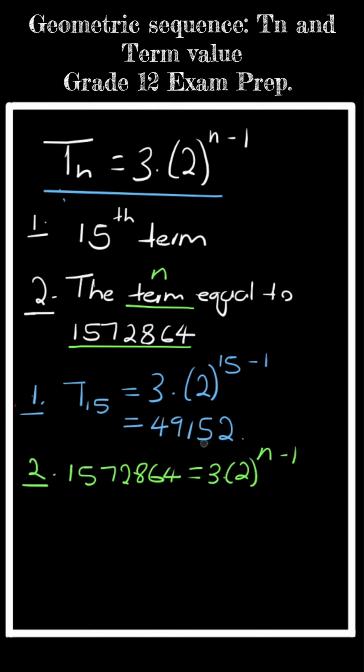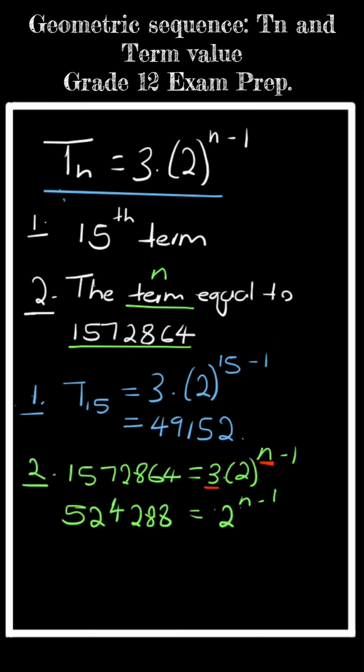So our key focal area here will be making n the subject of the formula, which means we're going to divide both sides of the equation by 3. If we divide 1,572,864 by 3, if you plug that into your calculator, you should get 524,288, which will be equal to 2 to the power of n minus 1.